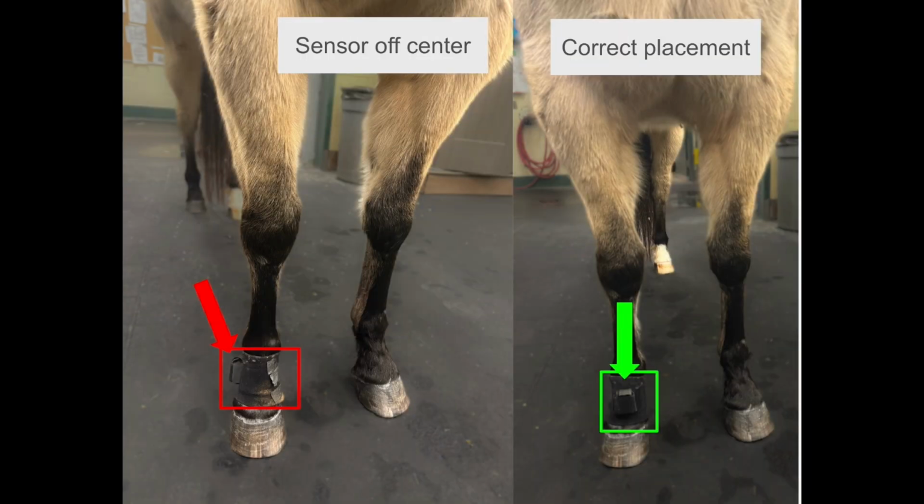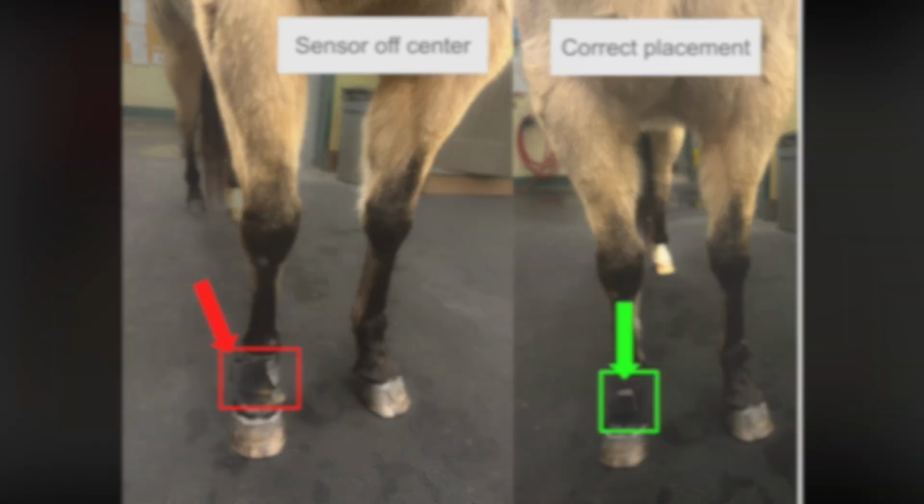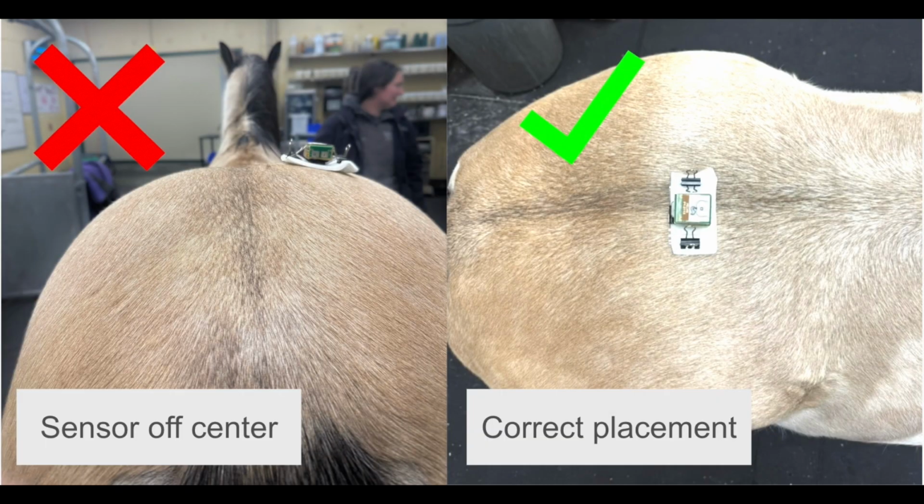Medial or lateral deviation of the distal limb sensor by 2 cm has been shown to have little effect on the kinematics. However, incorrect placement of the pelvic sensor lateral to the midline by 2 cm resulted in significant changes to the measured pelvic movement.